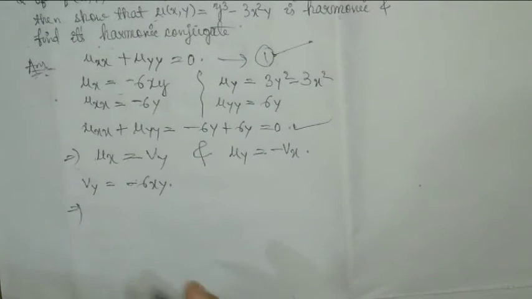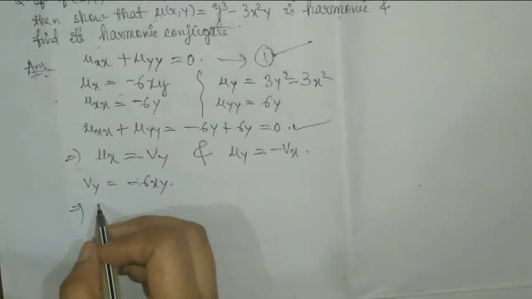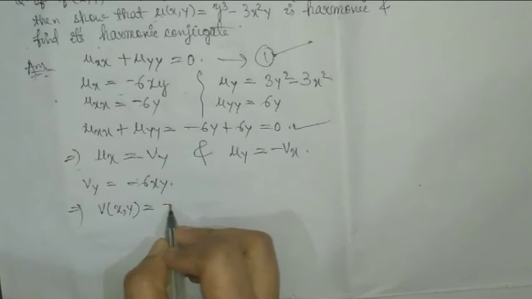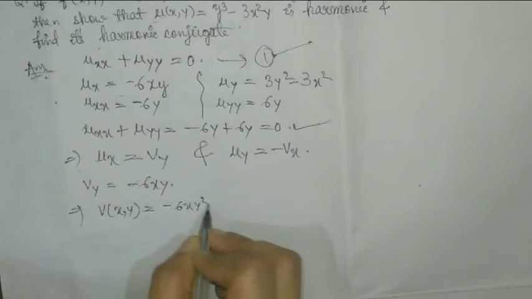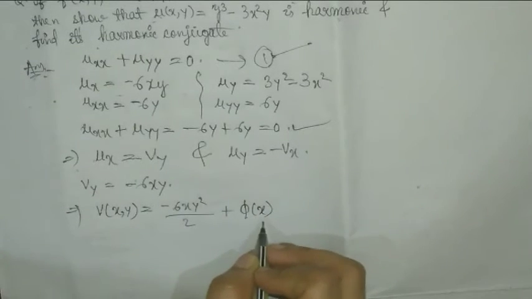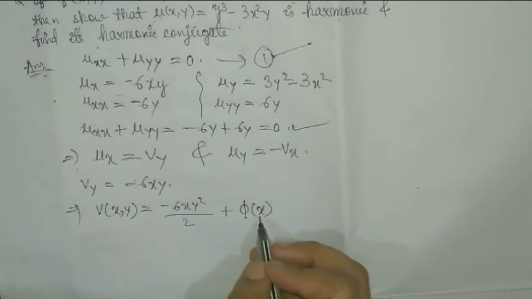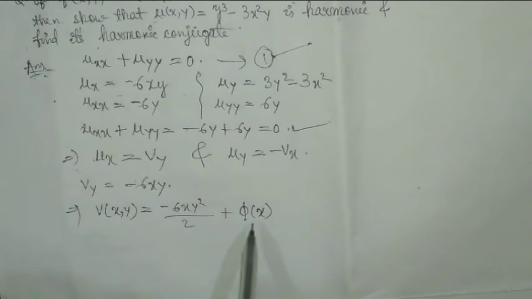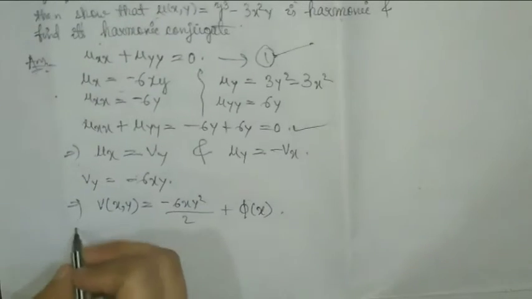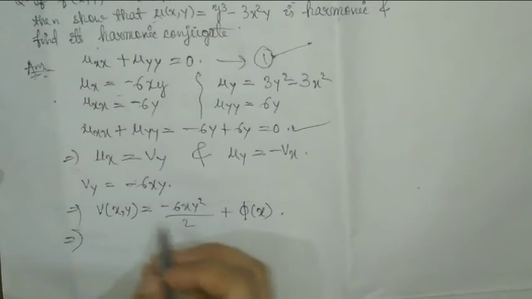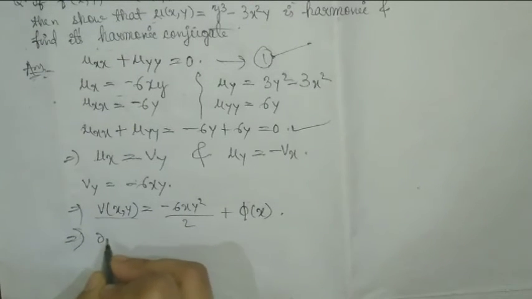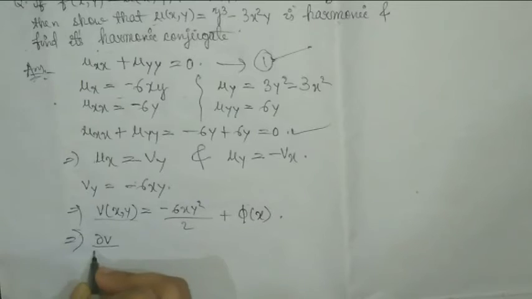Now first we will integrate this with respect to y, which will give us v(x,y) is equal to minus 6xy square by 2 plus 5x. This is a constant. Okay, we will take this constant, so we have assumed that let this be a function of x. Fine. So now next we will differentiate this with respect to x, means we will differentiate this partially. Okay, that is partial differentiation.